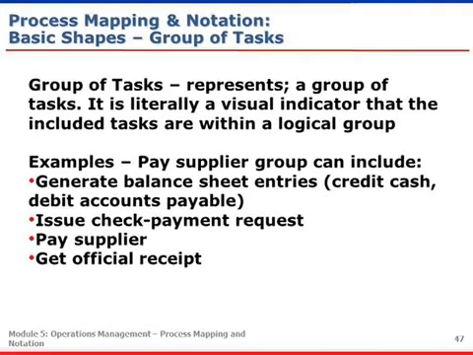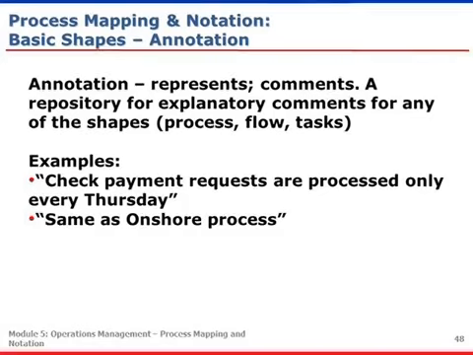Now, the group of tasks represents a group of tasks. It is literally a visual indicator that the included tasks are within a logical group. For example, the pay supplier group can include generate balance sheet entries, credit cash, debit accounts payable, issue check payment request, pay supplier, or simply get official receipt. The annotation represents comments, a repository for explanatory comments for any of the shapes, process, flow, or tasks. For example, check payment requests are processed only every Thursday, same as the onshore process.